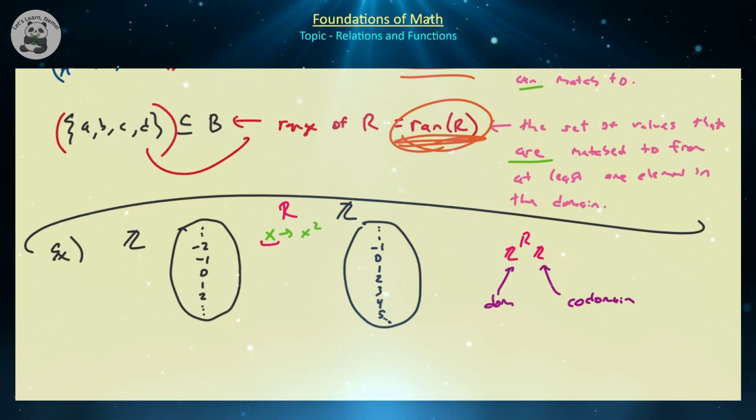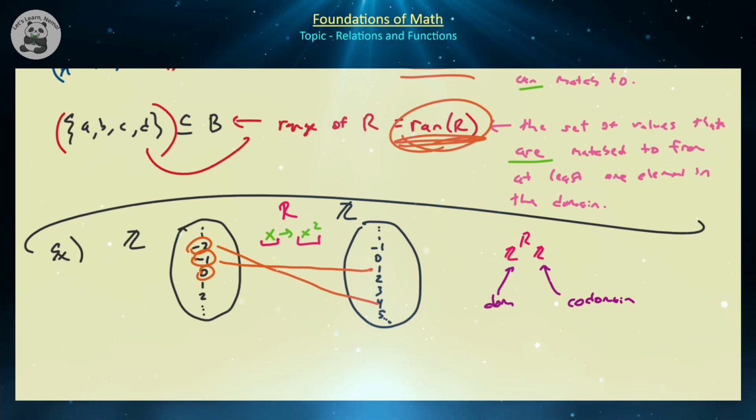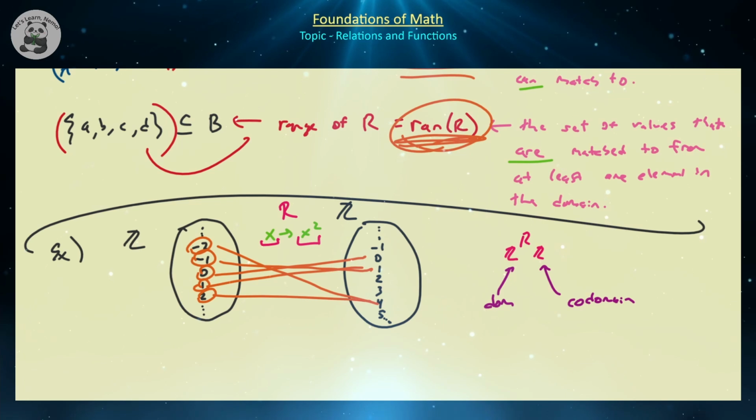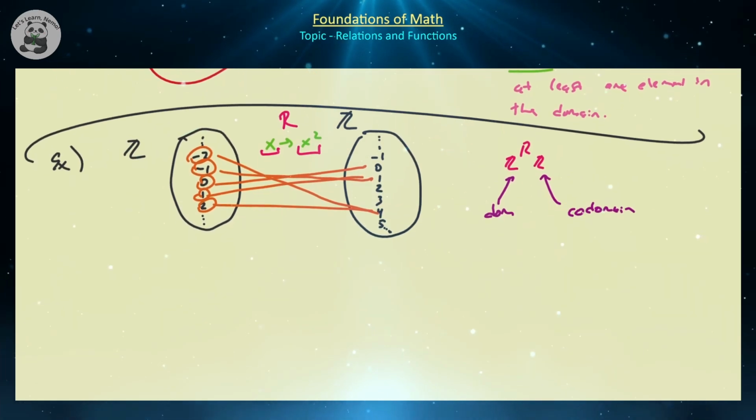I'm going to take x in the domain and map it to an element in the codomain that is going to be the square of the value in the domain. So for example, -2 is going to be mapped to 4. -1 is going to be mapped to 1. 0 is going to be mapped to 0. 1 is going to be mapped to 1. 2 is going to be mapped to 4. 3 is going to be mapped to 9. -3 is also going to be mapped to 9, and so on.